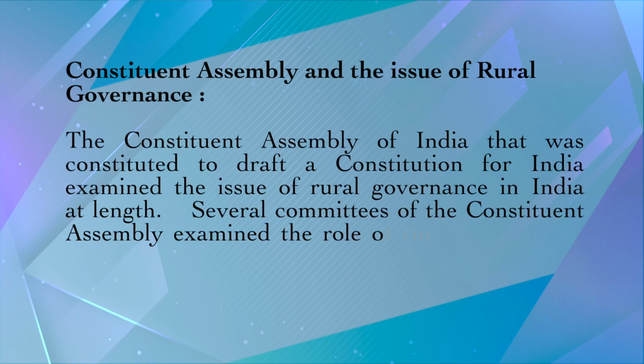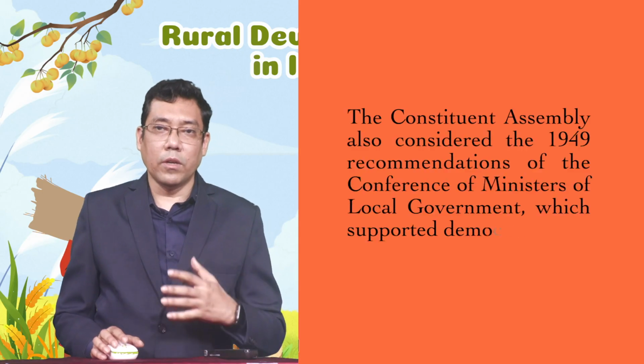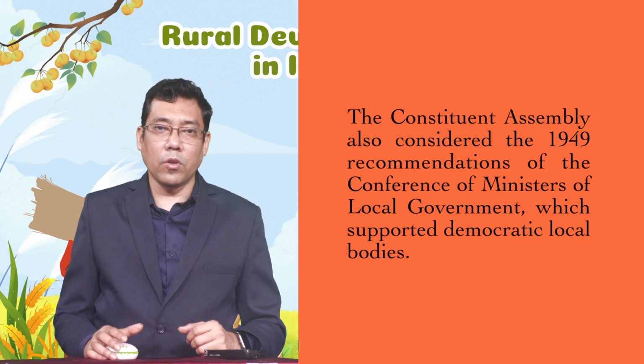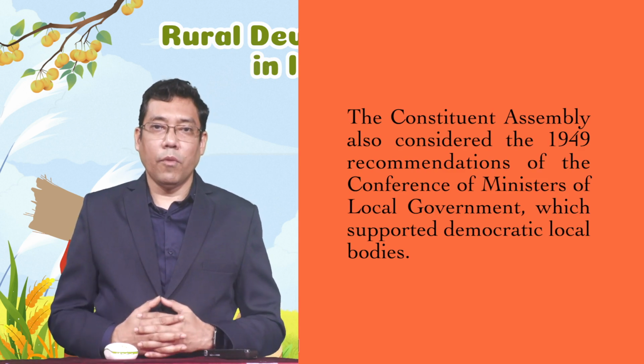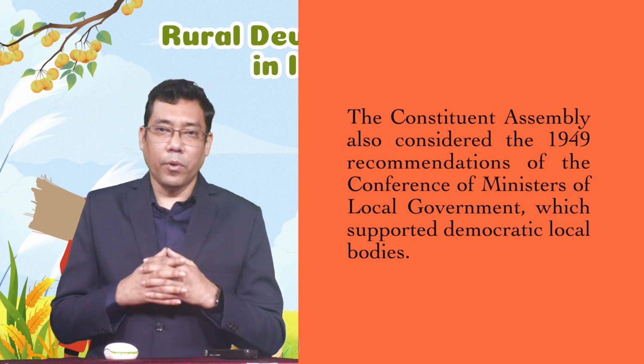The Constituent Assembly of India, that was constituted to draft a constitution for India, examined the issue of rural governance in India at length. Several committees of the Constituent Assembly examined the role of rural governance. The Union Powers Committee, Provincial Constitution Committee, and especially the Drafting Committee deliberated on the issue of decentralization. The Assembly also considered the 1949 recommendations of the Conference of Ministers of Local Government, which supported democratic local bodies.